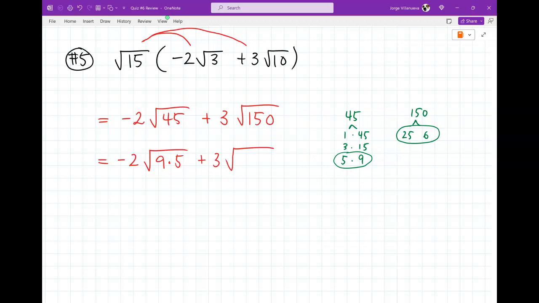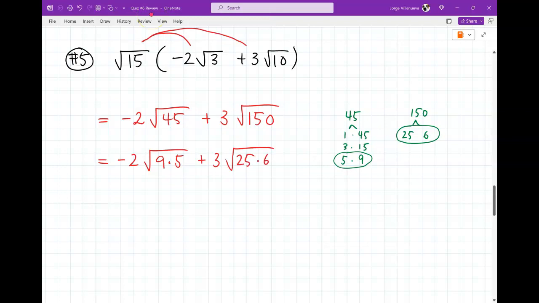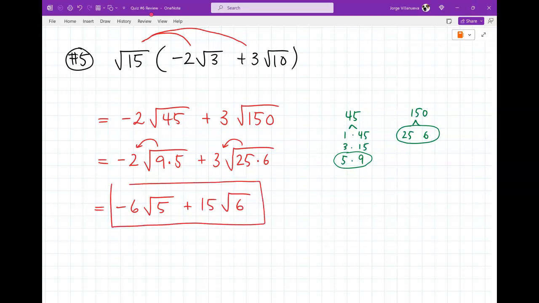I was going to say 4 fits, but no, it doesn't. So let me write this down. 25 times 6. So the 9 comes out, so does the 25. If the 9 comes out, it becomes a 3. So it's negative 2 times 3, that's negative 6 radical 5. Plus, if the 25 comes out, it becomes a 5, so that's 3 times 5, that's 15 radical 6. They don't have like radicals, and 5 and 6 don't have nice square roots, so we're done.